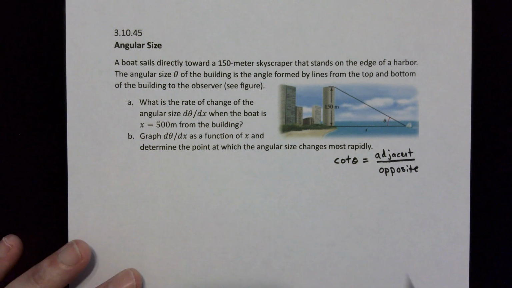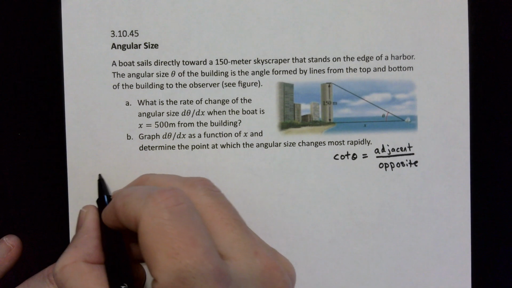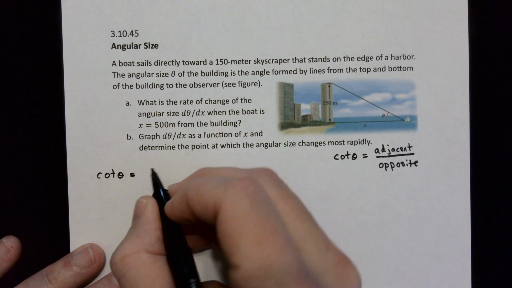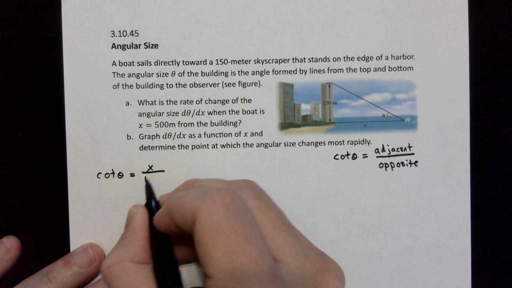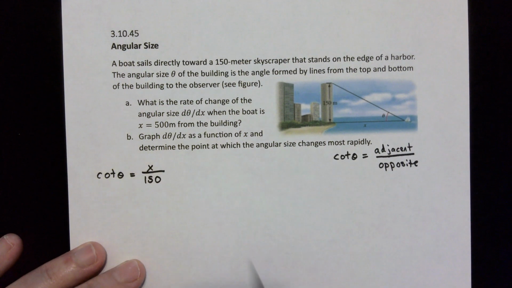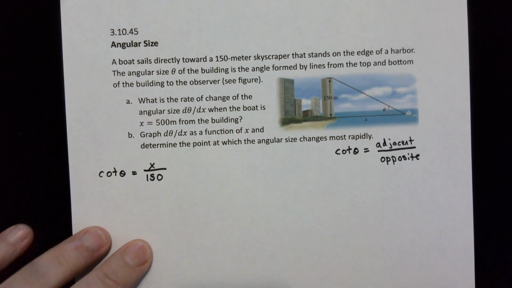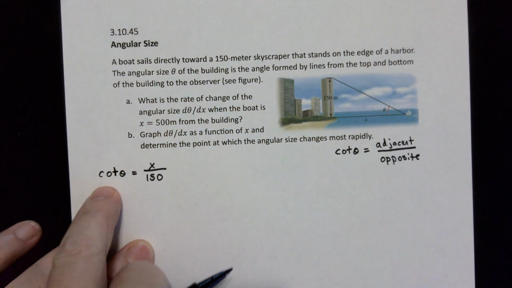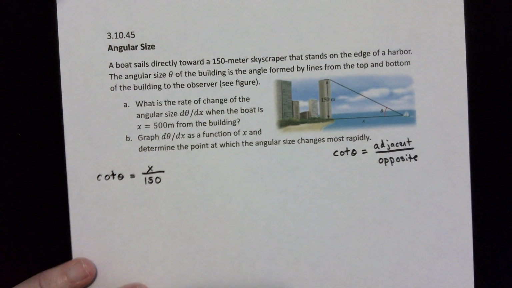Okay, so we'll set up this cotangent equals adjacent over opposite. So that's cotangent theta is equal to x, that's the adjacent, divided by 150, which is the opposite. Okay, so the next step I'm going to do, I want to solve this thing for theta. So I want to get theta by itself, and the only way I can get rid of this cotangent that's in front of this theta is to apply an inverse to that.